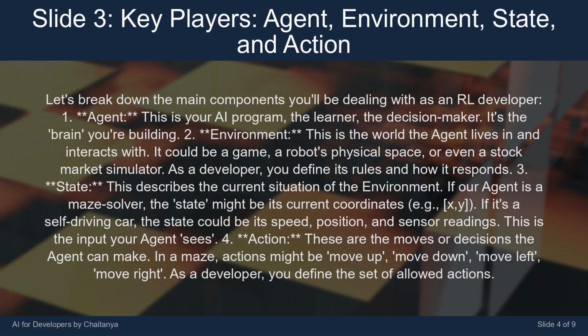3. State. This describes the current situation of the environment. If our agent is a maze solver, the state might be its current coordinates, e.g., X, Y. If it's a self-driving car, the state could be its speed, position, and sensor readings. This is the input your agent sees. 4. Action. These are the moves or decisions the agent can make. In a maze, actions might be move up, move down, move left, move right. As a developer, you define the set of allowed actions.